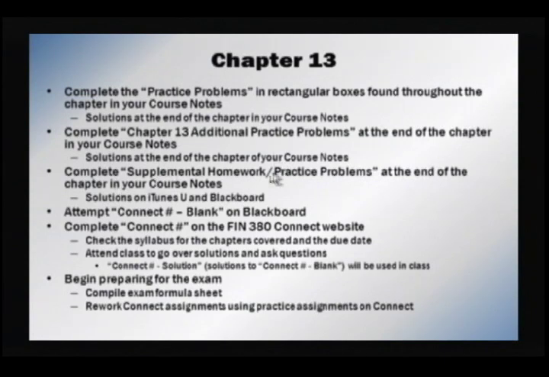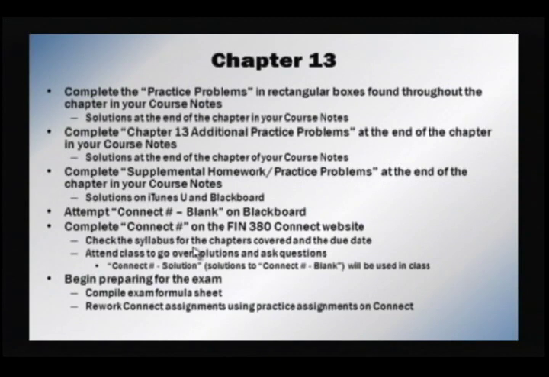Then complete the supplemental homework practice problems found at the end of the chapter in the course notes. The solutions to those are found on iTunes U, where I use the document camera to work them, or you may check the answers by using the PowerPoint file posted to Blackboard. Attempt the blank Connect assignment on Blackboard and then do the actual online Connect assignment.